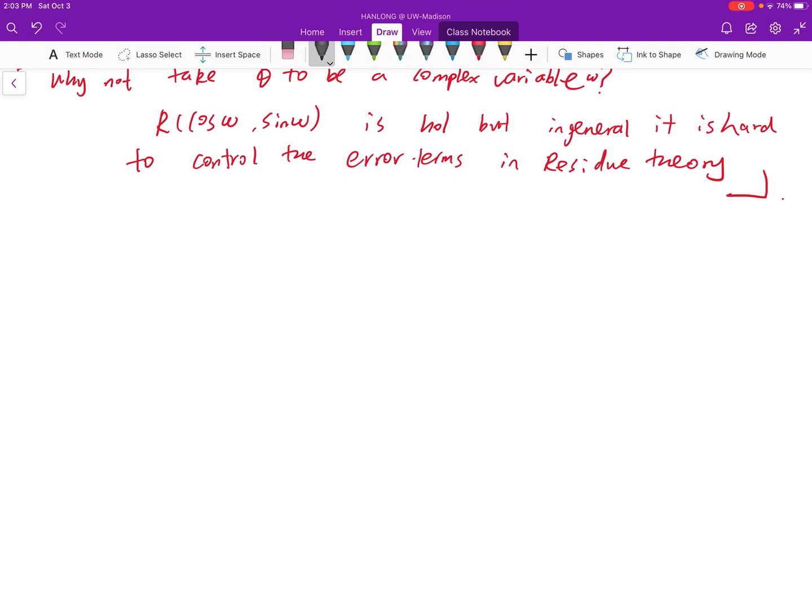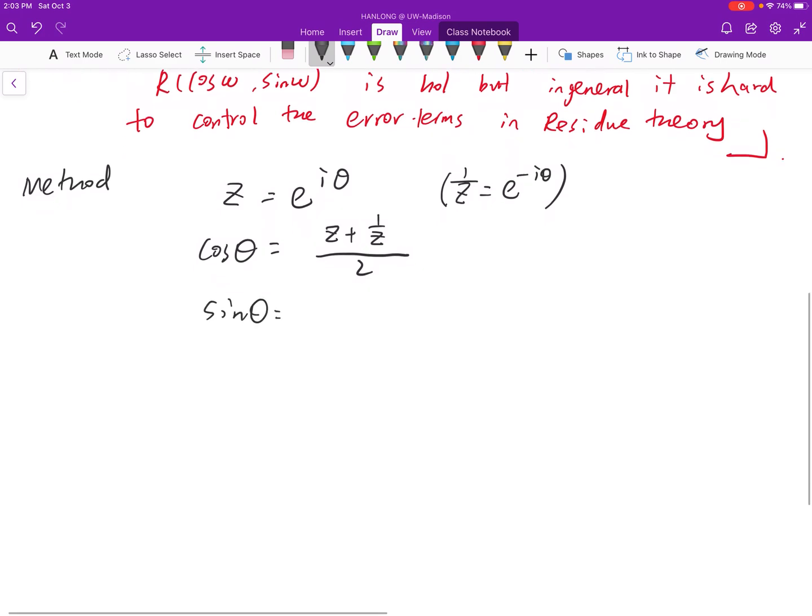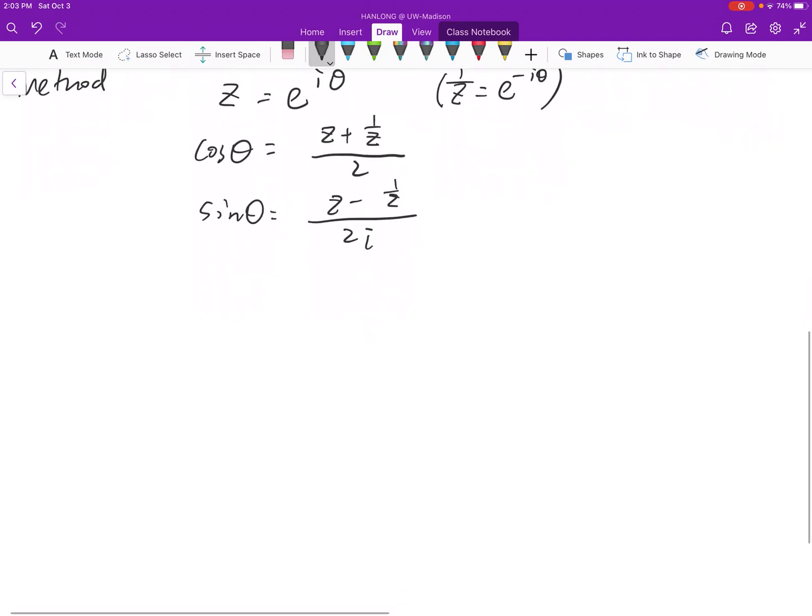So the method is: z equals e to the i theta, then cosine theta is z plus 1 over z, recall 1 over z is e to the negative i theta, divided by 2. Sine theta is z minus 1 over z divided by 2i. And d theta is dz divided by iz.